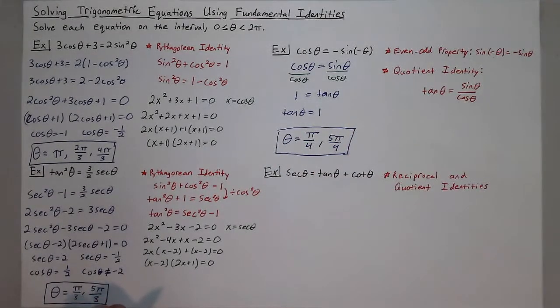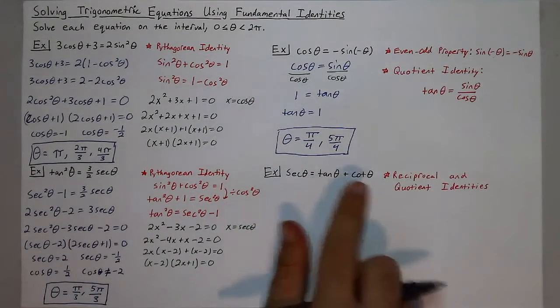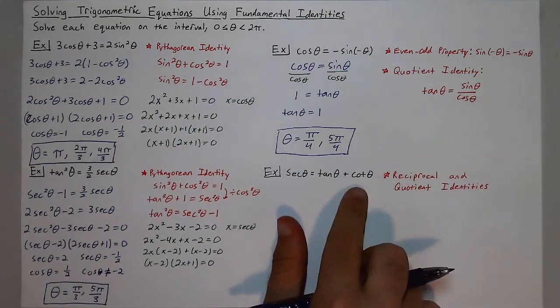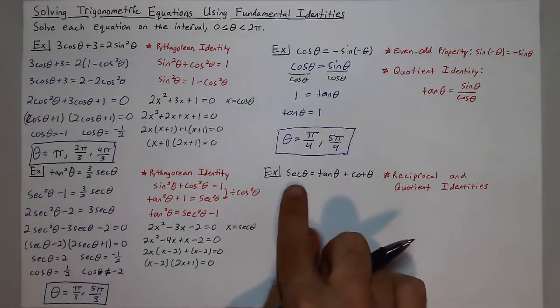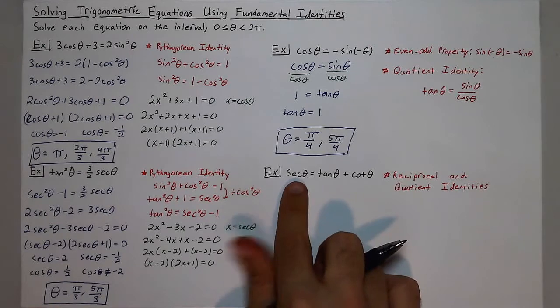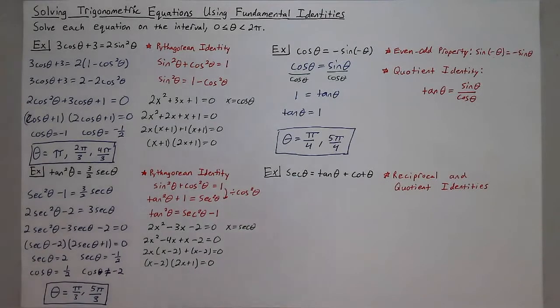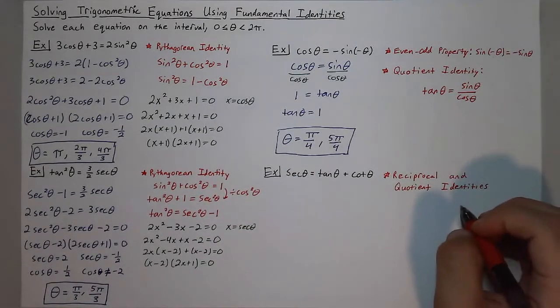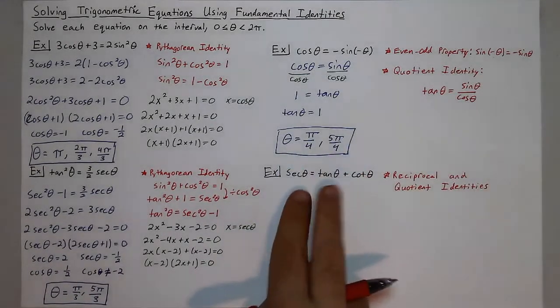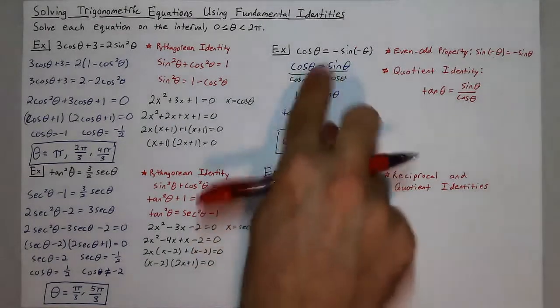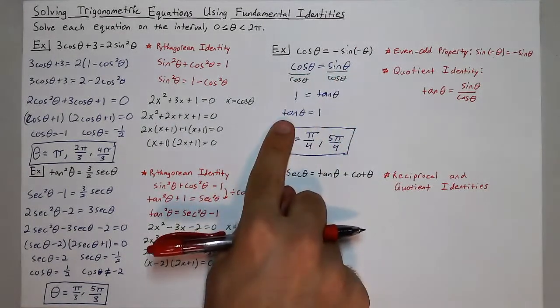And lastly, we have secant of theta equals tangent of theta plus cotangent of theta, which is three different trig functions. But there is a way to possibly get down to at least 2, and then we can work from there. So we have plenty of reciprocal and quotient identities that we can use. So you make everything just sine and cosine, which we learned earlier we can sometimes combine into one trig function.